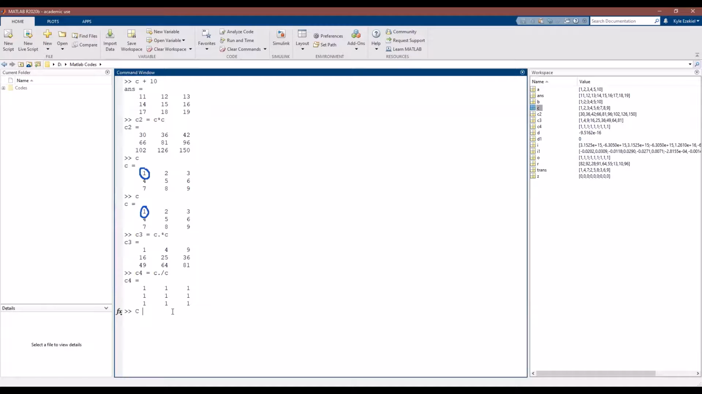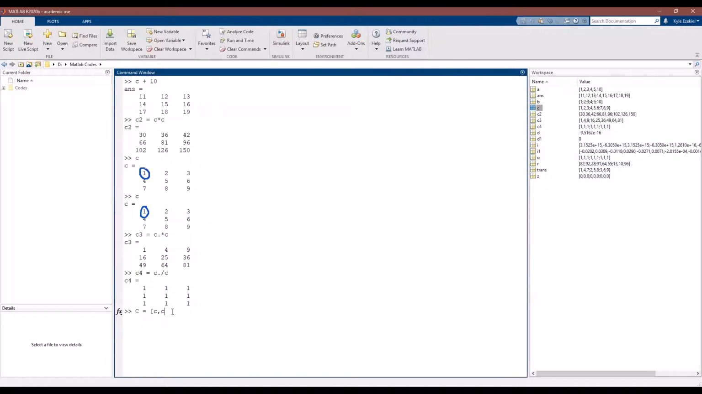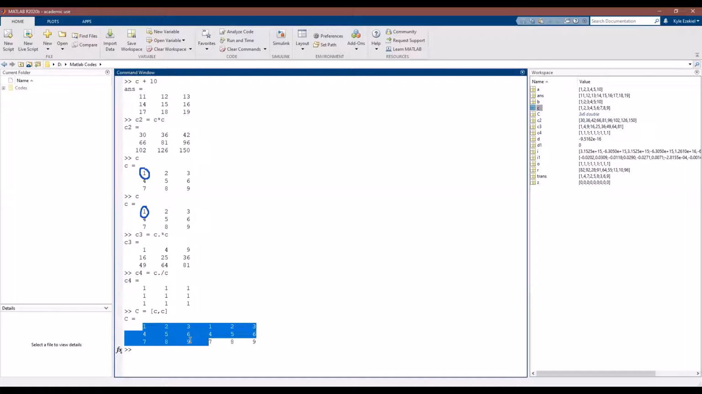Suppose I want to combine, or I want to duplicate my matrix. Here's what you're going to do. Just do this. So what will happen is the matrix of C, which is a 3 by 3, would result in a 3 by 6 matrix.